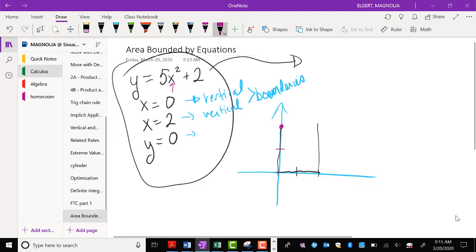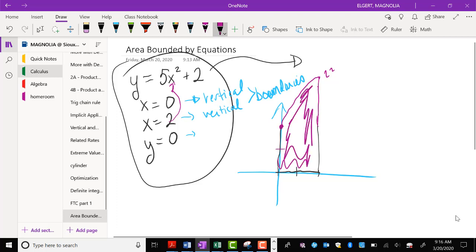Here's my point. And then I'm going to plug the 2 in for x. So 2 squared is 4. 4 times 5 is 20, plus 2 is 22. So that means this other one is way up here at 22. So it's curving because it's a parabola, so it's going to look like this. So that's the area I want in here.